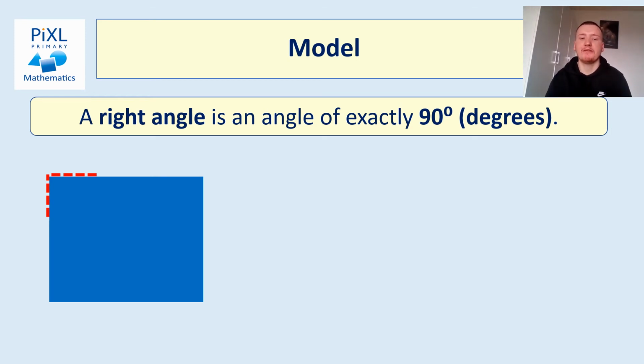Just looking at the 4 different angles on the square, how many right angles do we think we have in a square? Pause the video and talk to someone. How many right angles do we have in a square?